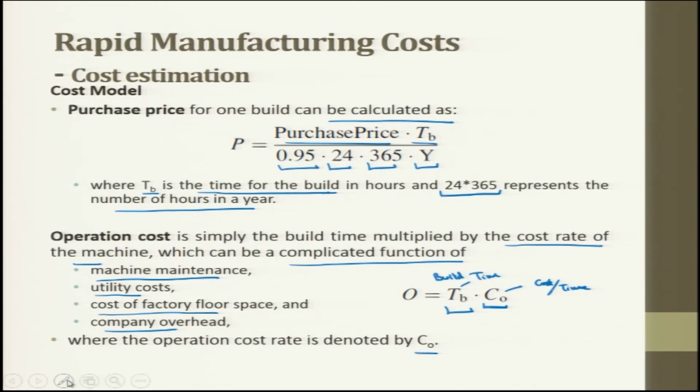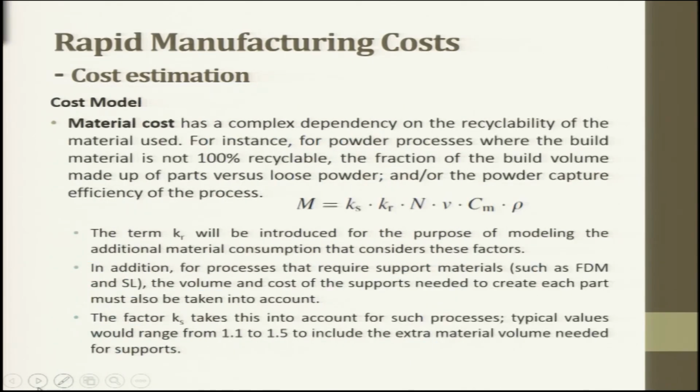Next is material cost. Material cost is conceptually simple to determine. It is the volume V of the part multiplied by the cost of the material per unit mass. This is the cost per unit mass, this is volume, this is density or specific gravity or mass density, and N is the number of units.